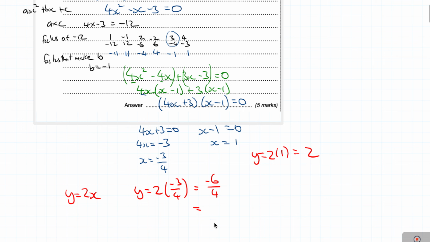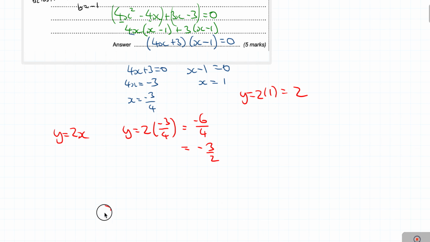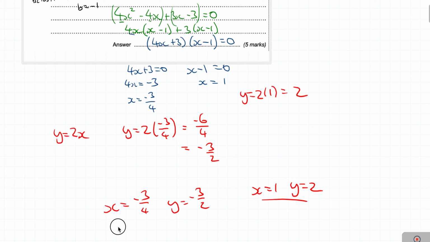So if we simplify minus 6 over 4, this becomes minus 3 over 2. So our answer is going to be x equals minus 3 over 4, y equals minus 3 over 2, or x equals 1 and y equals 2. Remember, this is one of the ways of solving it.